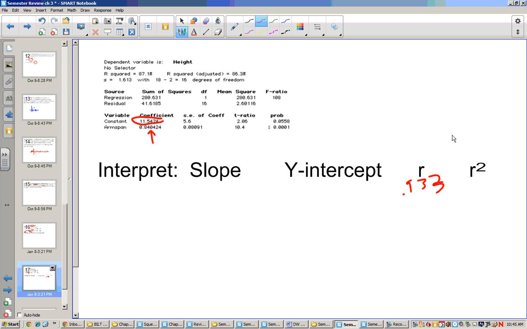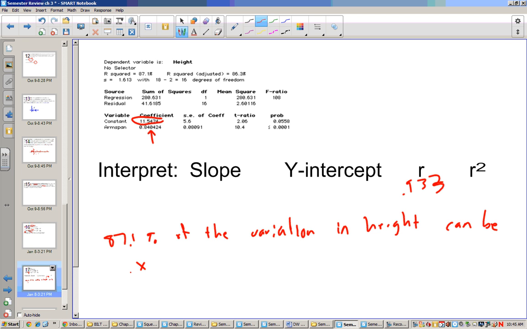If I want to interpret r squared, then I would say 87.1% of the variation in height, the y variable, can be explained by arm span.